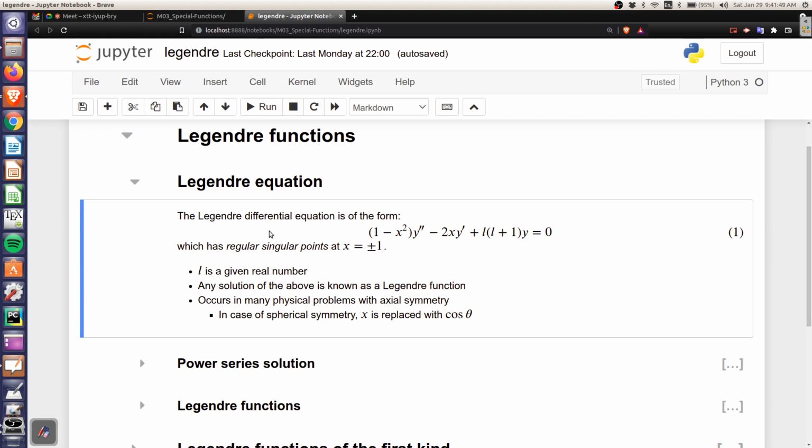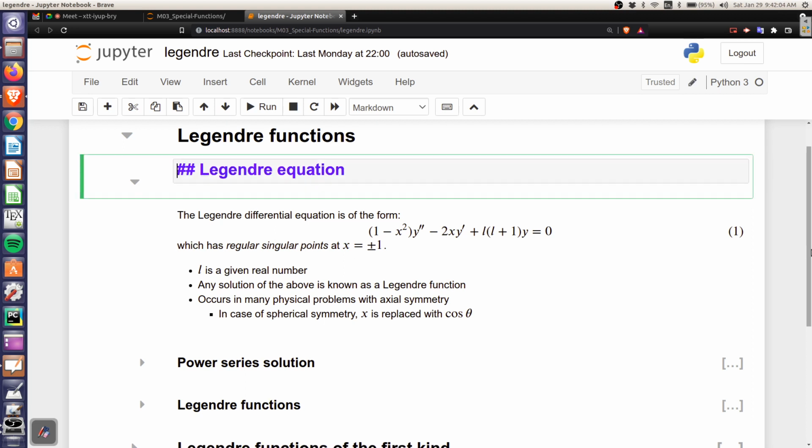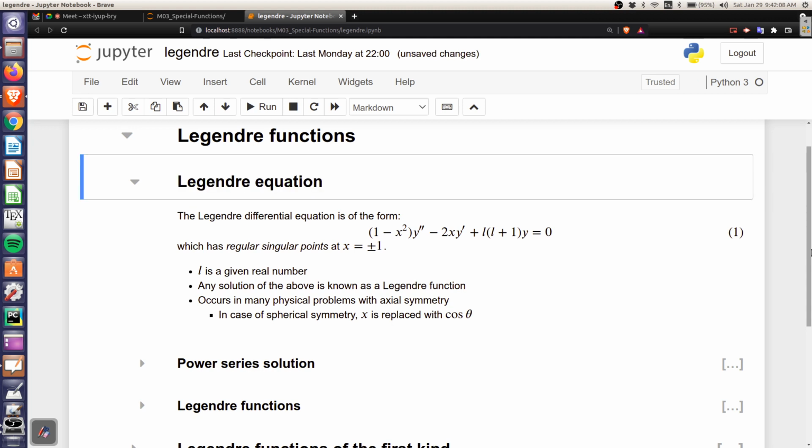So what's a Legendre differential equation? Any differential equation which looks like this. So we have y double prime. What is y double prime? What is the meaning of y double prime? Yes, correct. That's the second derivative. Y double prime means second derivative.